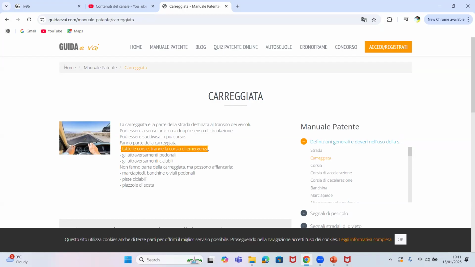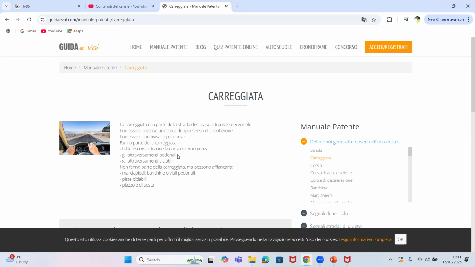We've discussed Corsia. We know say we get what they call Corsia di Marcia, Corsia Normale, Corsia Sorpasso. Is it clear? Say everything they inside Carreggiata, except one particular guy called Corsia di Emergency. Number one. Number two, attraversamenti pedonale. What is attraversamenti pedonale? Now, it's a topic of its own later on.